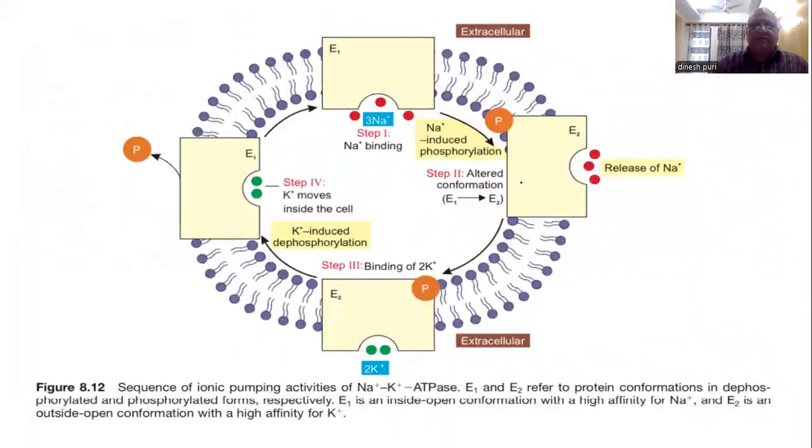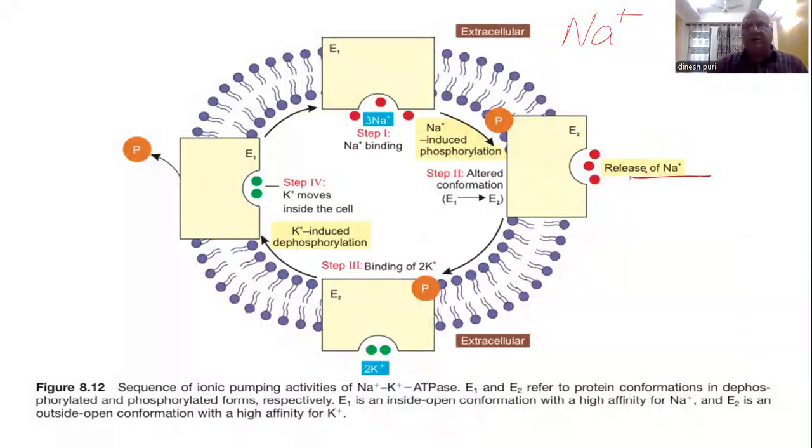So this will require a bit of elaboration. As we said, extracellular sodium concentration is very high compared to intracellular. So sodium has to be moved out. In the first step, sodium binds with the binding sites. Three sodiums bind. This induces a conformational change. The inside open conformation changes to the outside open conformation, with the result that sodium moves out.